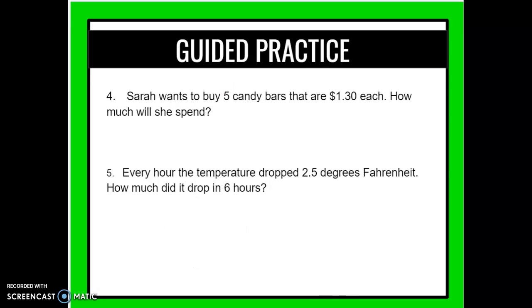Okay, let's look at some word problems with these. Sarah wants to buy 5 candy bars that are $1.30 each. How much will she spend? So I could sit here and do $1.30 plus $1.30 and plus $1.30, and so on, 5 times, or I can just multiply by 5.